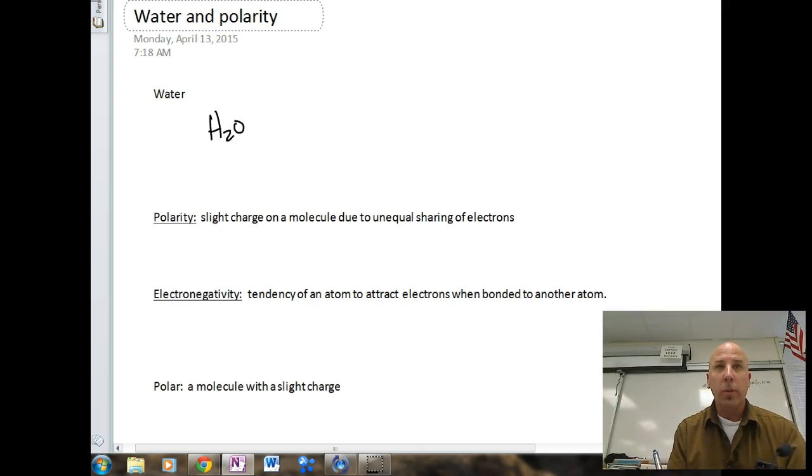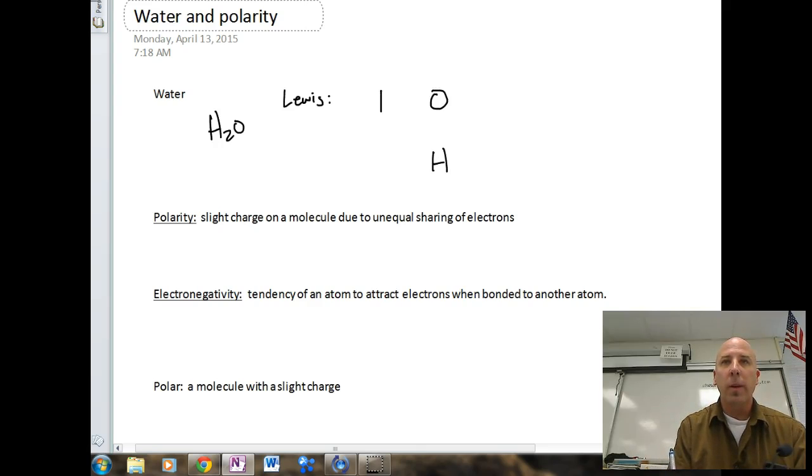But if we were to draw the Lewis structure, the Lewis dot structure for water, we'd have our central oxygen, and then we'd have a hydrogen, and then we'd have a hydrogen just like this. Now, we need to put on our valence electrons. Remember those electrons that are available for bonding.